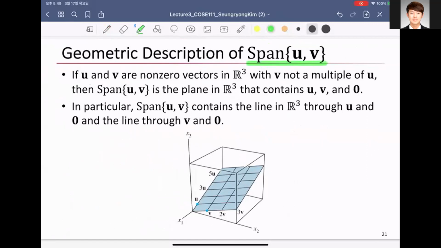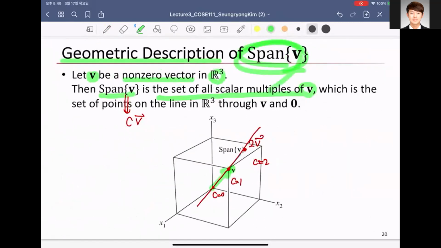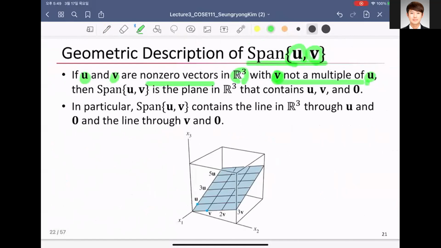Let's think about the span of U and V. Vectors U and V are non-zero vectors in R3 space with V not a multiple of U. If V is a multiple of U, it's just the span of U. So in this case, we have to assume that V is not a CU. Then the span of U and V is the plane in R3 space that contains U, V, and 0.